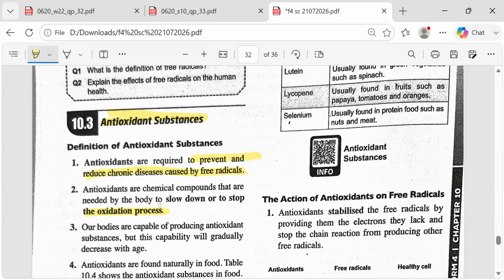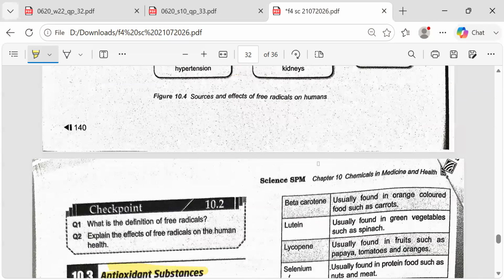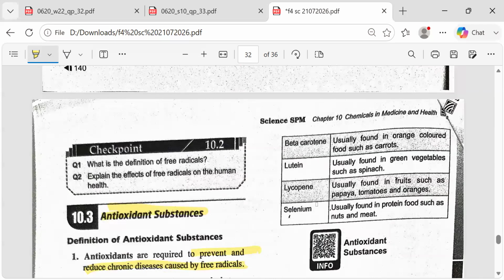It occurs naturally in food, all the food that is colorful. For example, carrots, oranges, berries, all of those with vitamin C, vitamin A, all of those naturally healthy, colorful fruits are full of antioxidants. So vitamin C, vitamin E, lutein, green vegetables, lycopene, fruits. Papaya, tomato, oranges. What do they have in common? The color is very bright. And then selenium. Selenium is found in nuts and meat.